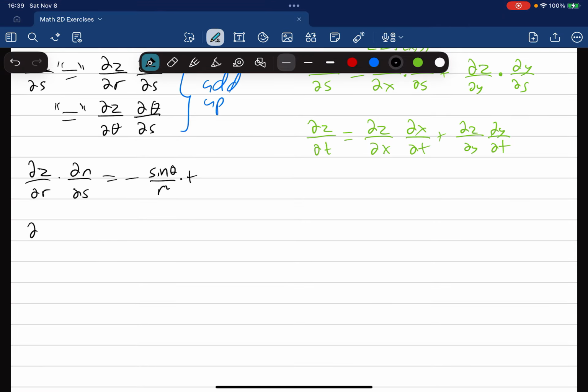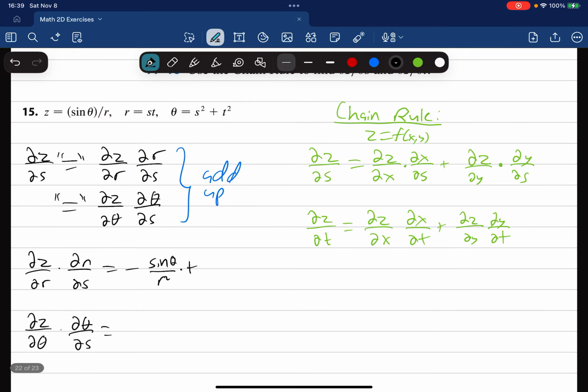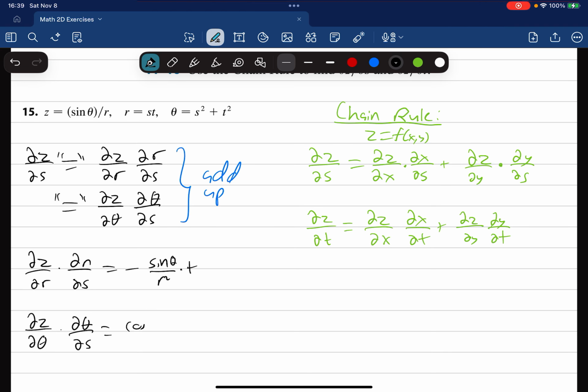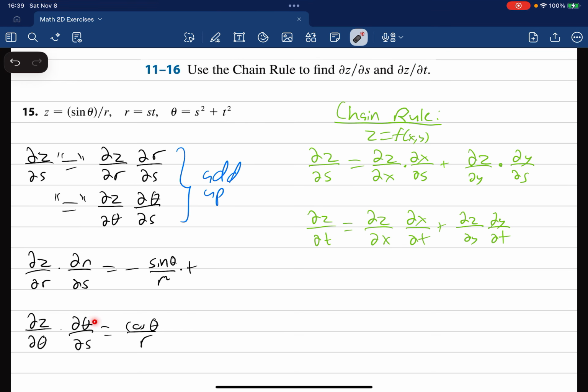And we do the same for the other variable. So now we multiply and divide by our theta instead of our r. And this gives us, well, now this derivative will be cosine theta over r for this first term. And partial theta with respect to s is going to be 2s.